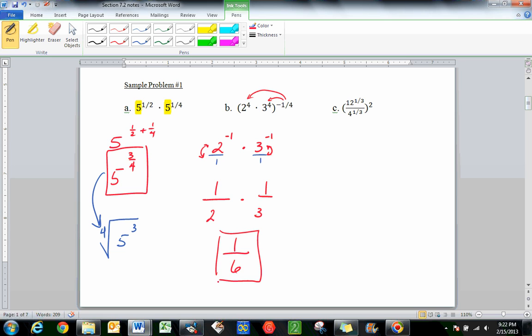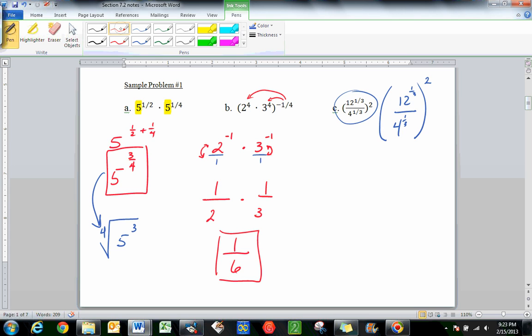Part C has kind of a funny look to it because of the way it's written. It's probably better if we saw it more like this. So we have 4 to the 1/3 power, and that whole thing is being raised to the second power. Because of the typeset, it looks a little funny, but if you write it more expanded like that, it's a little easier to see.